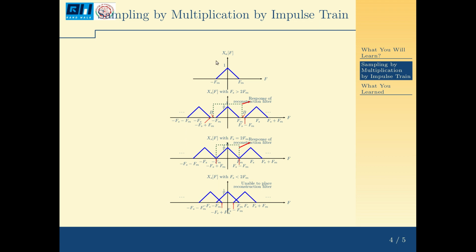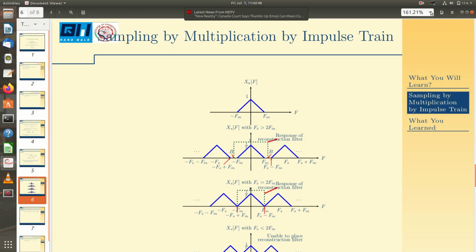Assume that this is the spectrum of my original signal, say a triangular kind of shape, from −fm to fm, with a magnitude of 1. It can be any arbitrary shape; I assumed a triangular shape here for the sake of simplicity. So X(f) with fs greater than 2fm, that is, if it is above the Nyquist sampling rate, or I may increase the size a little.